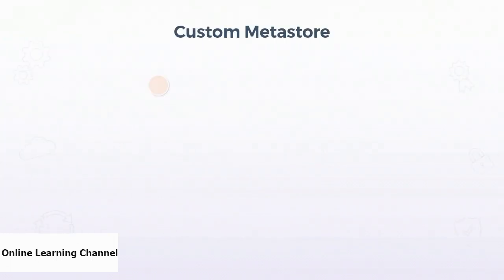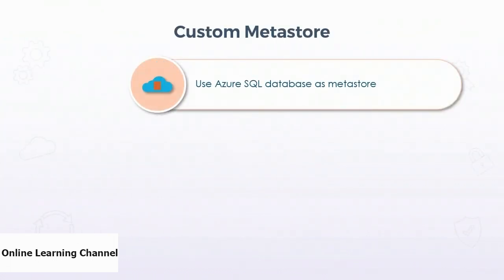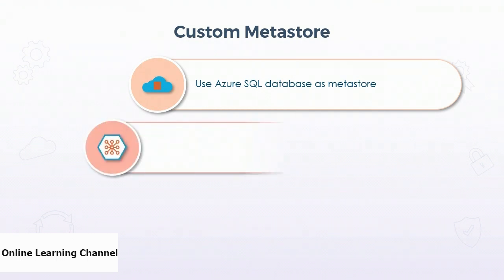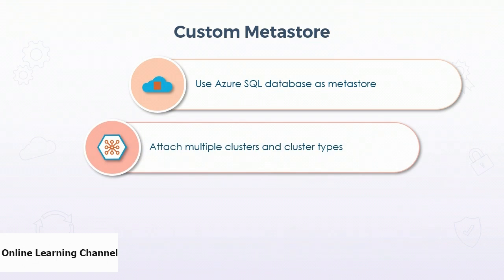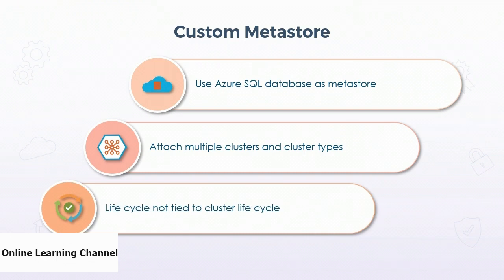A custom Metastore, on the other hand, is not a physical part of the cluster like the default Metastore is. Rather, it stores the schema or metadata in an external Azure SQL database. A custom Metastore allows multiple clusters of different types to attach to the same Metastore. In other words, the Metastore is not scoped to a single cluster. The lifecycle of the Metastore is not tied to the cluster lifecycle.